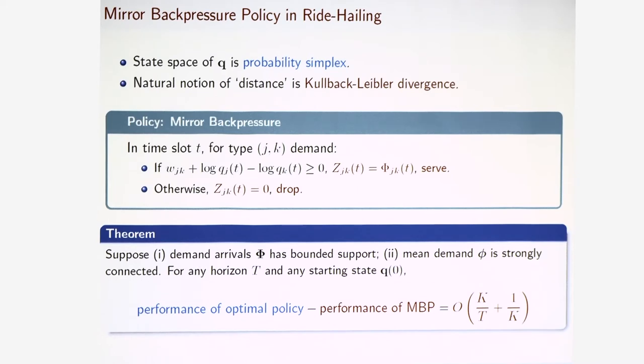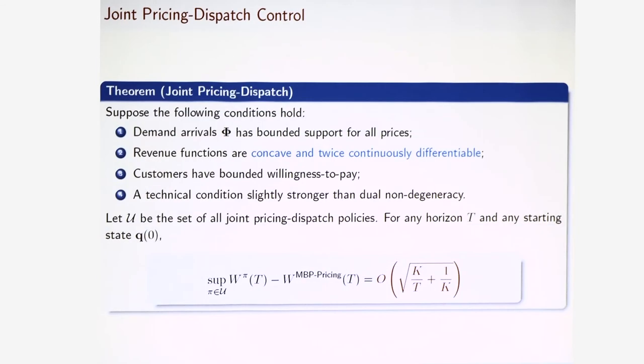And this idea can easily extend to a more complicated case where you do the joint entry dispatch control and joint pricing dispatch control. You still just formulate the primal problem and make sure the queue executes the mirror descent on the dual of that problem. So for the joint pricing dispatch control, which we are not going into details here, the optimality gap is similar. It's the square root of K over T plus 1 over K.